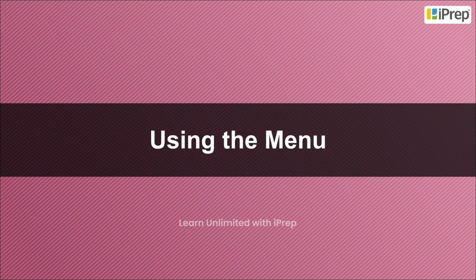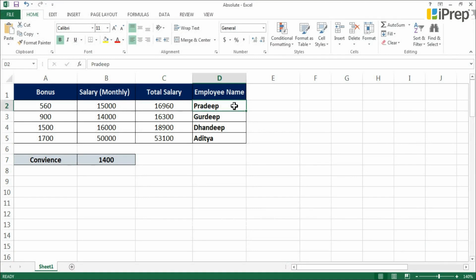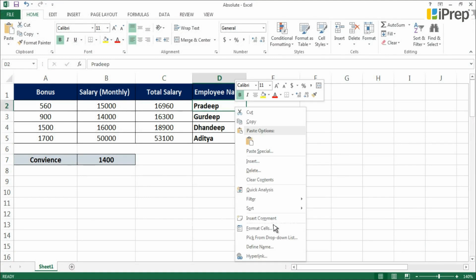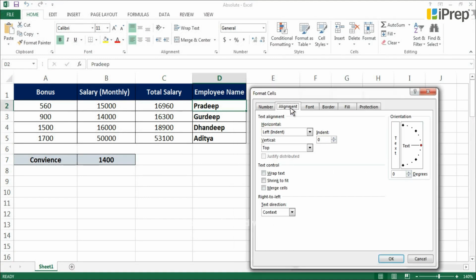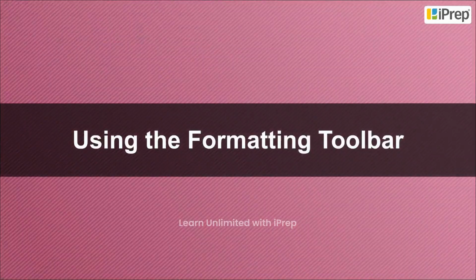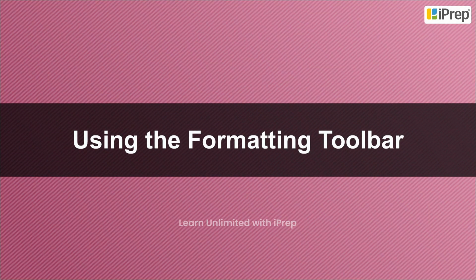Using the menu. Click on the cell that you want to align. Go to Format menu and choose Alignment option. Select the desired alignment, vertical or horizontal. Click on OK.